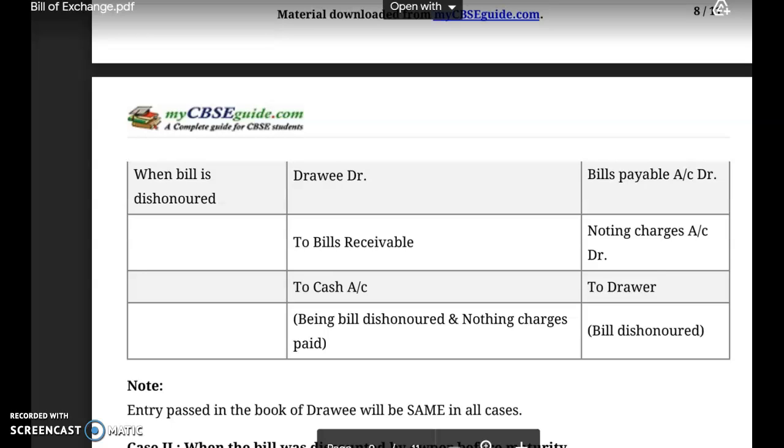Correspondingly, there will be the same common entry in all the four cases in the books of the drawee. Entry will be bills payable account debit, as his bills payable will be returned to him. Noting charges account will be debited. The noting charges is a loss for the drawee which he has to pay, so it is a nominal account and it will be debited. And the total amount to be paid by the drawee to the drawer will be credited to drawer account. Entry will be bills payable account debit with the amount of the bill, noting charges account debit with the amount of the noting charges, to drawer, the total amount which is paid by the drawee to the drawer at the time of dishonor of a bill.